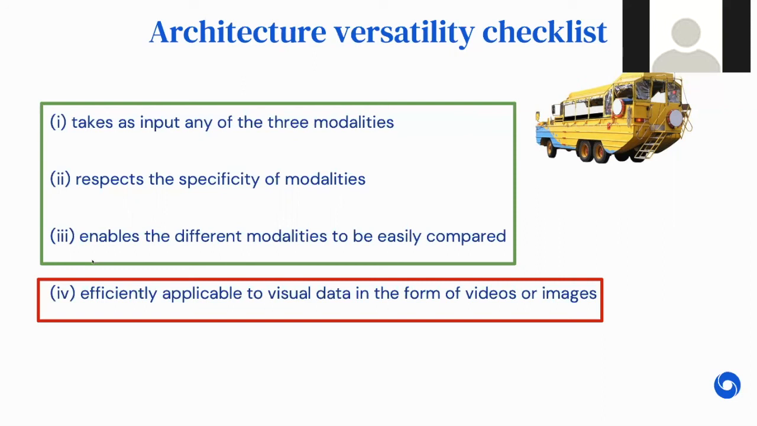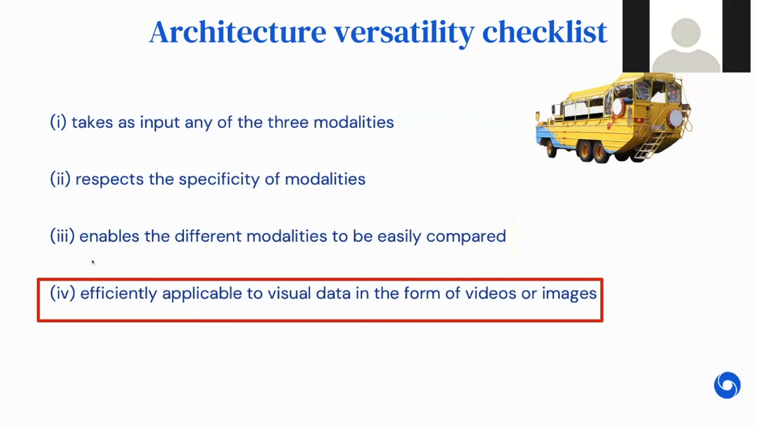So yeah, the last thing we wanted to have is to be able to efficiently apply our kind of representation, not only to videos, but also to images. And so for that, we introduced what we call network deflation.